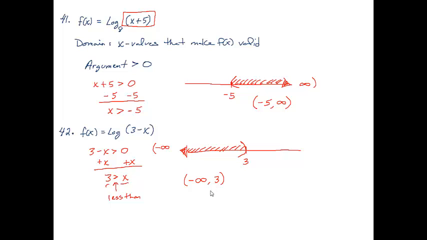And of course you can pick a value from here and check it. So like, I don't know, negative 5. He lives here, right? So 3 minus negative 5 becomes the log of positive 8. And of course we can use a calculator for that, but the whole point is that the argument is positive. Okay?